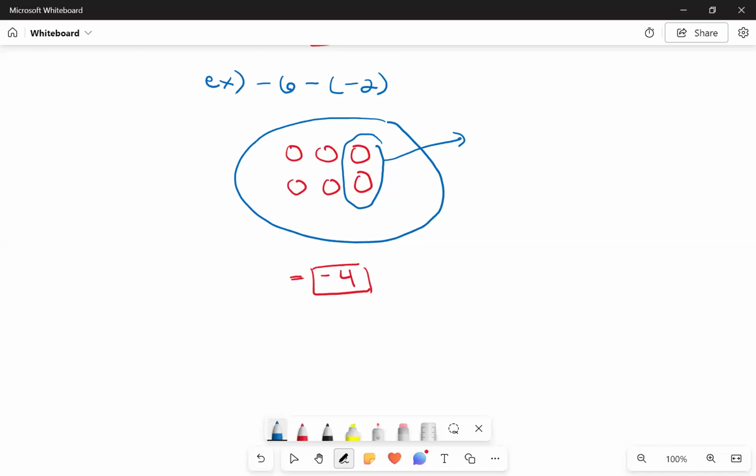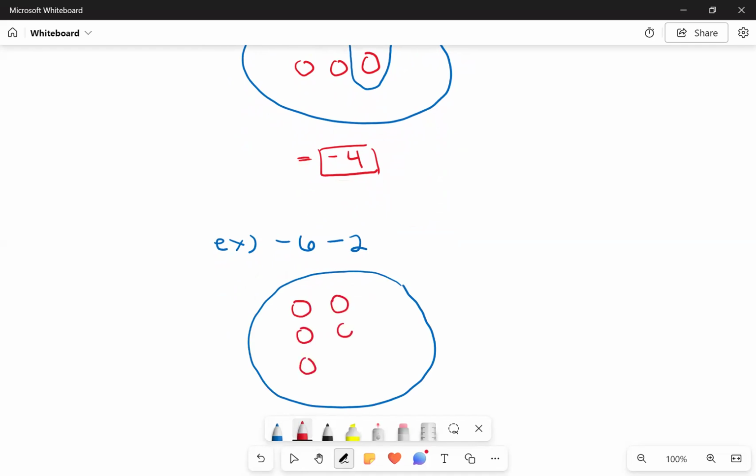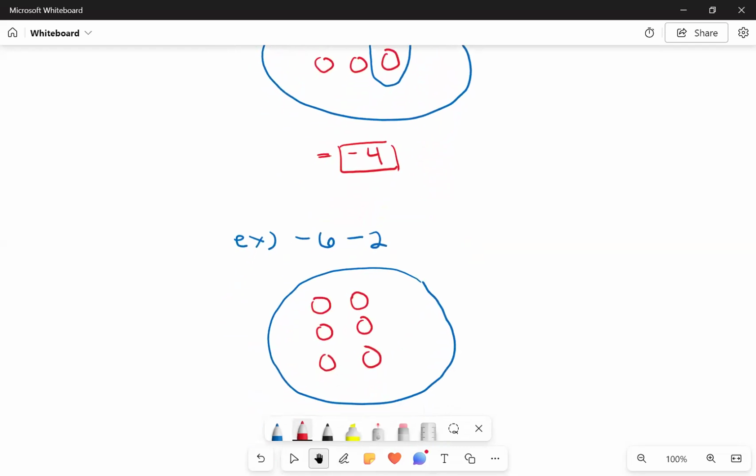Now what if we have something like -6 minus 2? Okay, a different scenario this time. In this case, we start with 6 red chips, but the problem is it's asking me to take away 2 positive chips. It's saying take away 2, and I don't have 2 black chips to take away. Above, I was taking away 2 red chips, right? But this is saying I'm taking away 2 black chips.